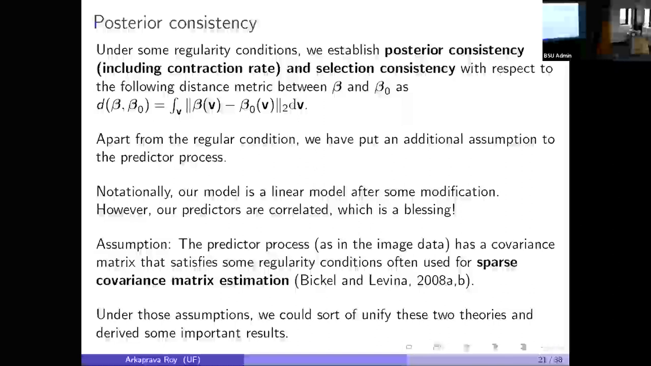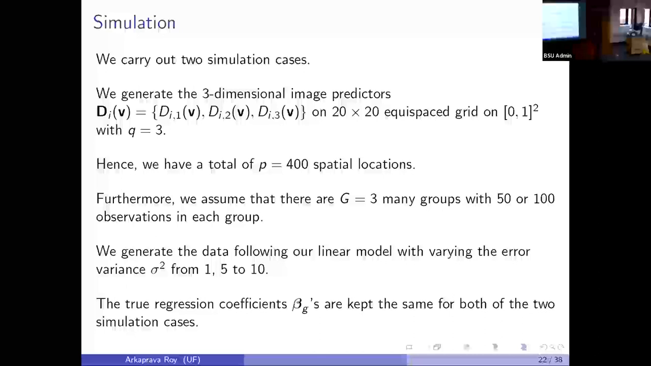Okay, now the simulation. We carry out two simulation settings. There are a few similarities between the two. Firstly, the imaging predictors are all three-dimensional, and I use very small images, a 20 by 20 equispaced grid, in order to replicate it a number of times for simulation. We also have three groups, and each group has either 50 or 100 observations. Then we generate the data under different values of the noise variance. This essentially controls the signal to noise ratio. Higher variance leads to lower signal to noise ratio.